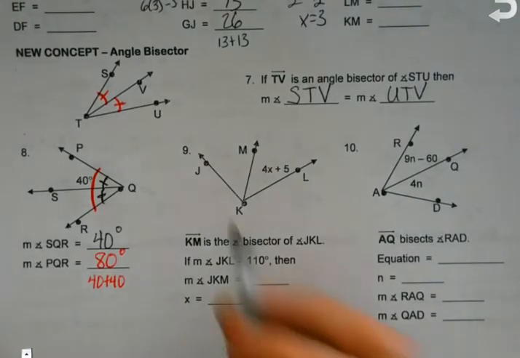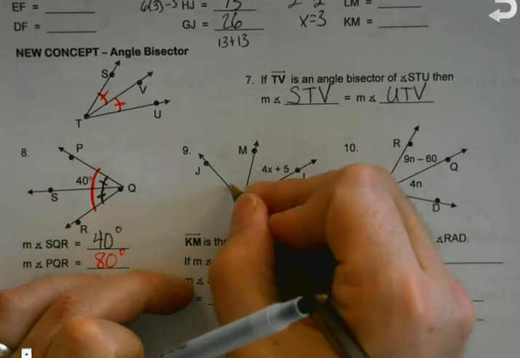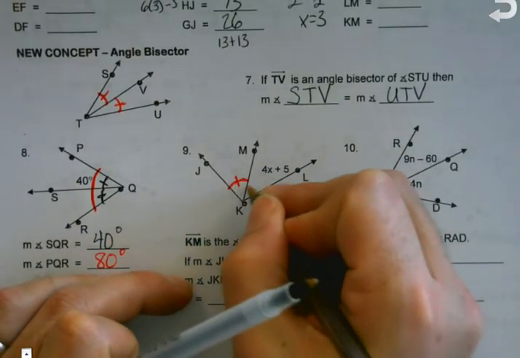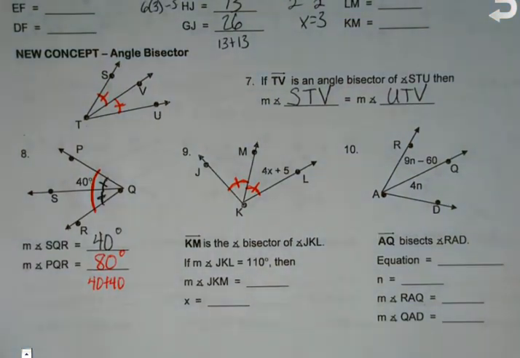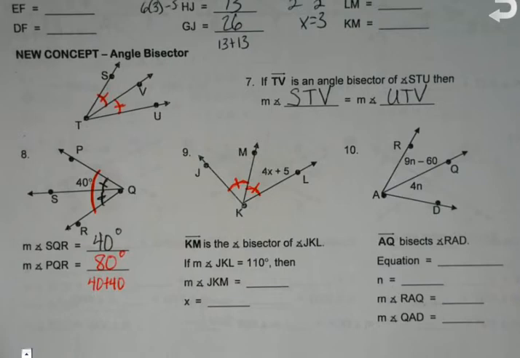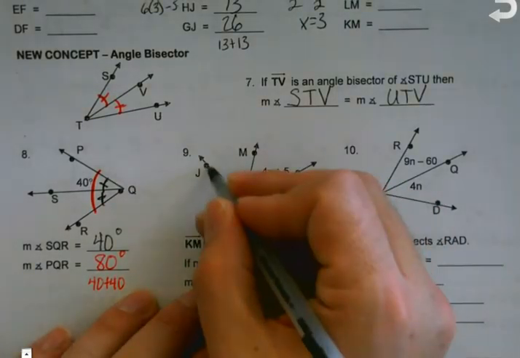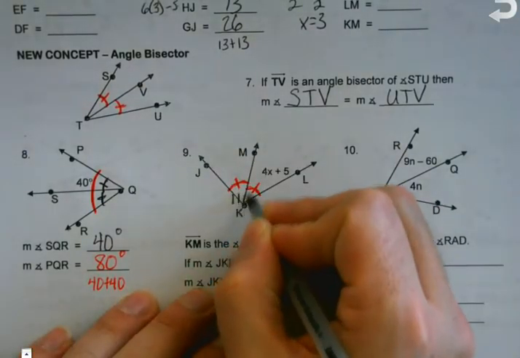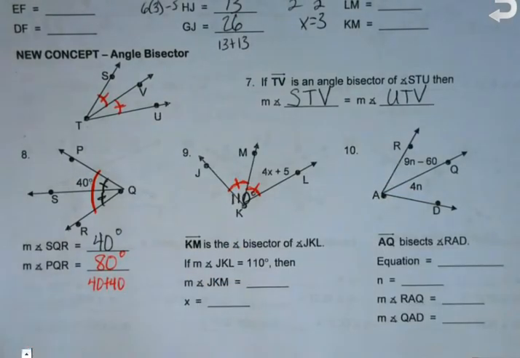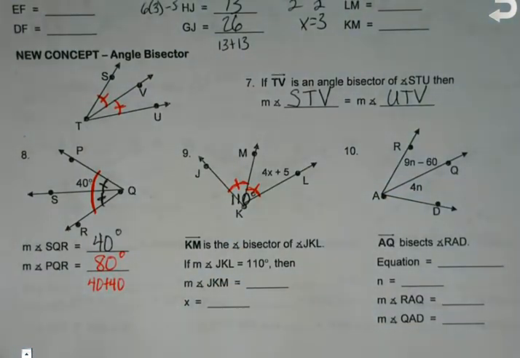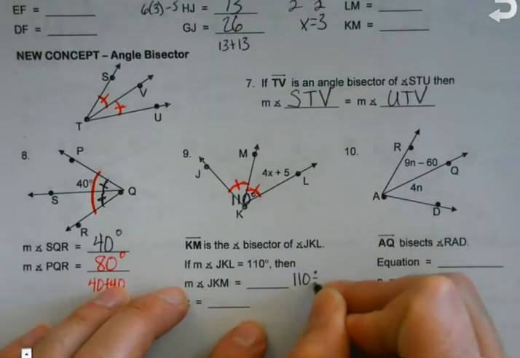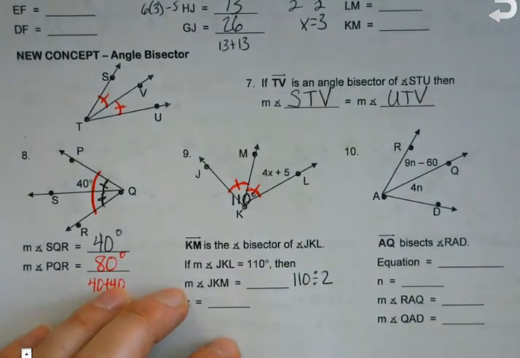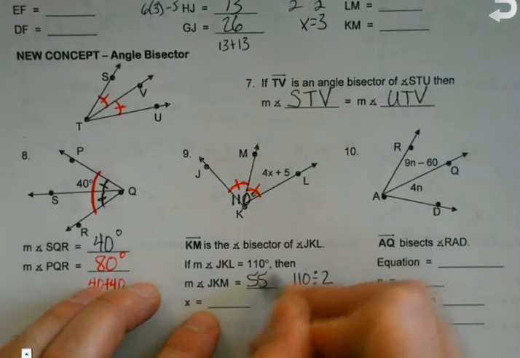Okay, so 9. KM is the bisector of JKL. Okay, so what do I know right away? Right away, I know that these are going to be the same. As soon as I see the word bisector, it splits my angle. So if JKL, if this whole thing, the whole big one, is 110, then JKM is what? Exactly. It's 110 divided by 2 because it cuts it in half, which makes it 55.